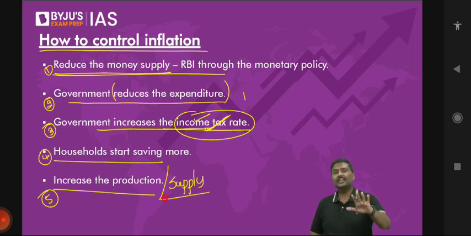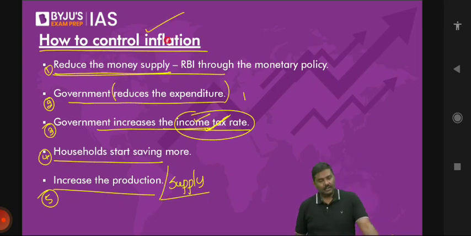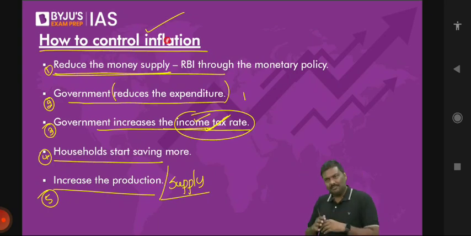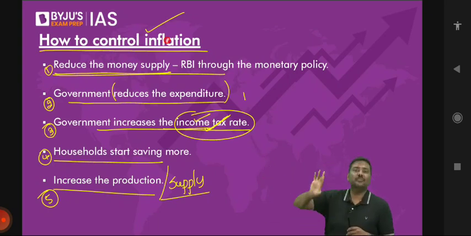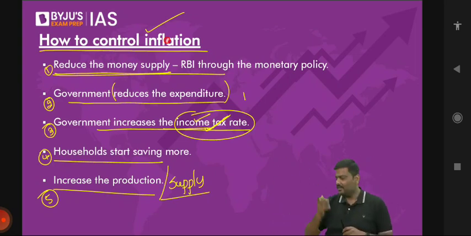What is the fourth point? People imagine they have earned a lot of income. Rather than demanding a lot of goods and services, let them save more. If they save more and more money, automatically the demand for goods and services will go down. And when the demand for goods and services goes down, automatically inflation will go down. Can I go to the next one here? This is how you control inflation.